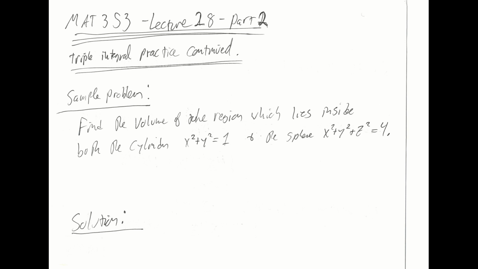So for our first such sample problem, let's consider the region which lies inside the cylinder given by x squared plus y squared equals 1, and the sphere given by x squared plus y squared plus z squared equals 4. So take these two surfaces and consider the region which lies inside both of them. And I want you to find for me the volume of that region. So again, go ahead and pause the video, give that some thought, and we will discuss it momentarily.